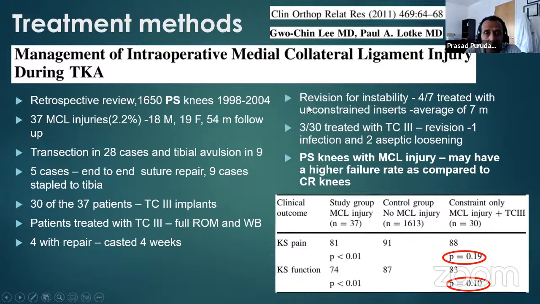So the PS knees which did not have further constraint had a higher incidence of injuries, and they thought this could be because the PCL is an important sagittal plane stabilizer, but also provides significant coronal plane stability. So the PS knees probably are at a higher risk of developing further instability when there is a collateral ligament injury as compared to the CR knees.